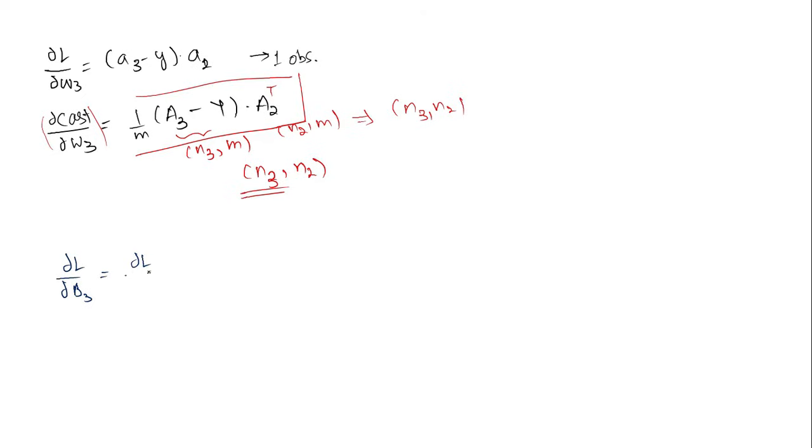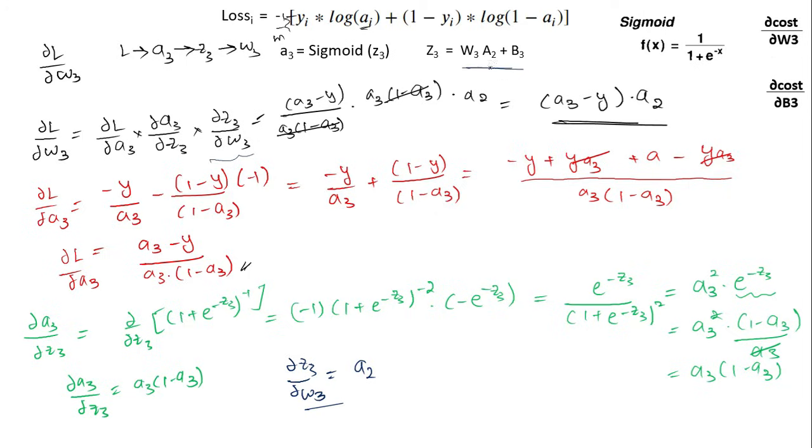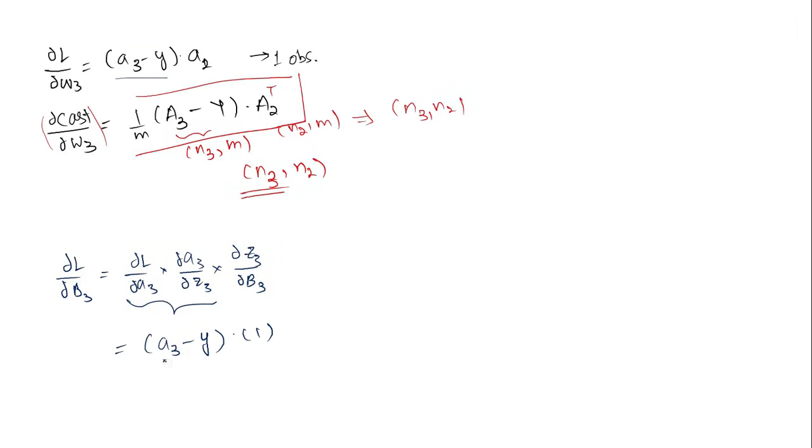So this will be again del L by del A3 multiplied by del A3 by del Z3, and here del Z3 by del B3. But we already calculated this term, which was given by A3 minus y, so we will just compute it, A3 minus y, and this will come out to be just 1, because if you see here, if you take the differentiation of this term with respect to b3, this will be 0 because it is considered as a constant, and this will be 1. So del L by del b3 would be just a3 minus y.